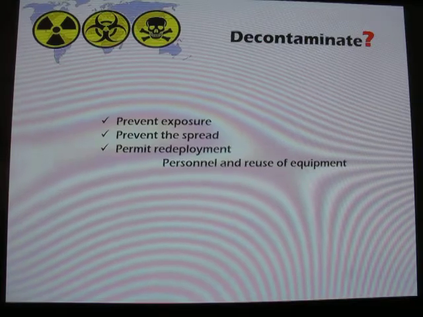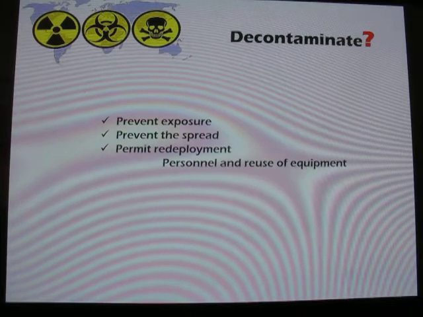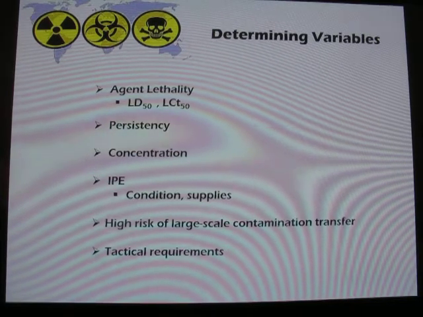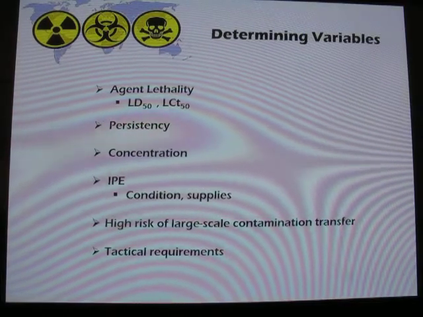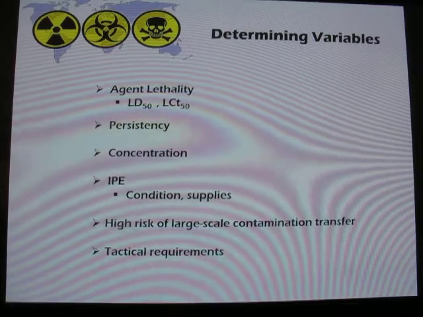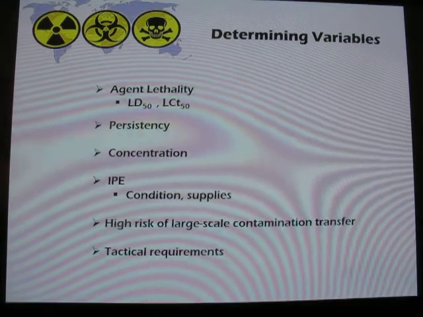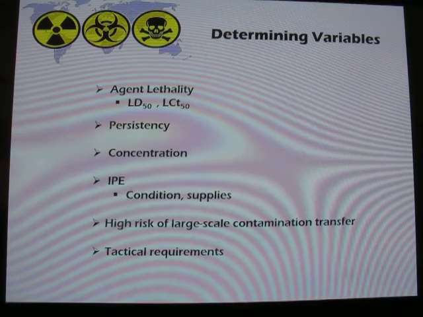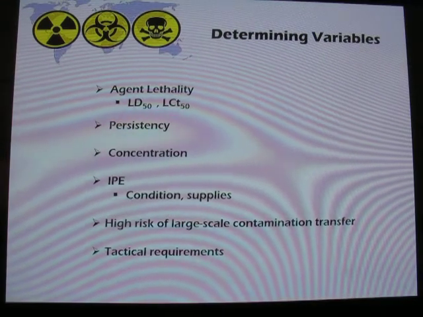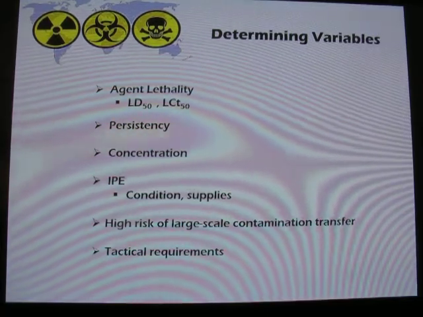So, what are the determining factors and variables in the process of decontamination? First and foremost is the toxicity of the agent. And in that, we determine the LD50 of liquid agents or LCT50 of the vaporous agents. You are familiar with those concepts. The more lethal those numbers, we have to be more proactive in decontamination and prioritizing it.